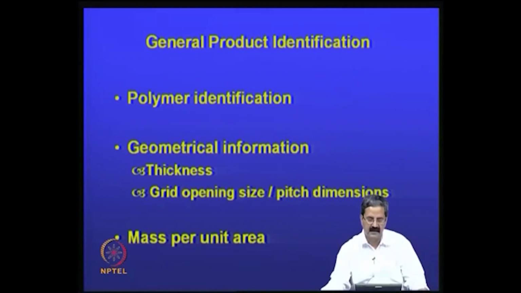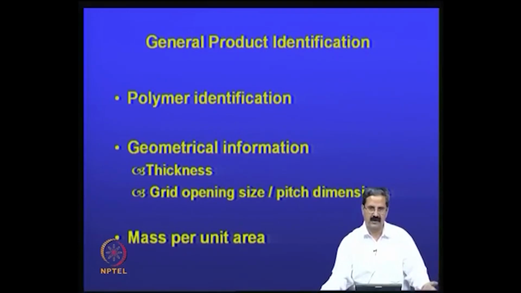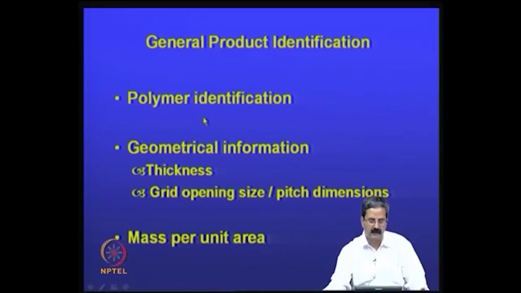So, in this lecture we would be seeing how the polymer material that exists in all these geosynthetic materials is determined, how to evaluate the mechanical properties and hydraulic properties and all that. Actually, we should first of all identify what that material is. If you have a geocomposite or a geogrid or a geotextile, we should be able to identify what type of polymer you have, because as I just mentioned, they are all polymeric materials, chains of carbon and hydrogen atoms. You should be able to know geometrical information, what is the thickness, grid opening size, and its mass per unit area, like what is the weight of that material. That is general product information.